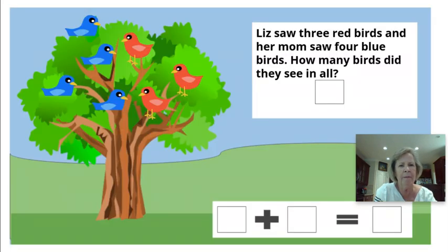Liz saw 3 red birds and her mom saw 4 blue birds. How many birds did they see in all? Do you see the birds in the tree? There were 3 red birds and 4 blue birds, and that makes together, how many all together? If you want to, you can count them, but you should know 3 plus 4 equals 7. So how many birds were there in all? 7 birds in the tree.